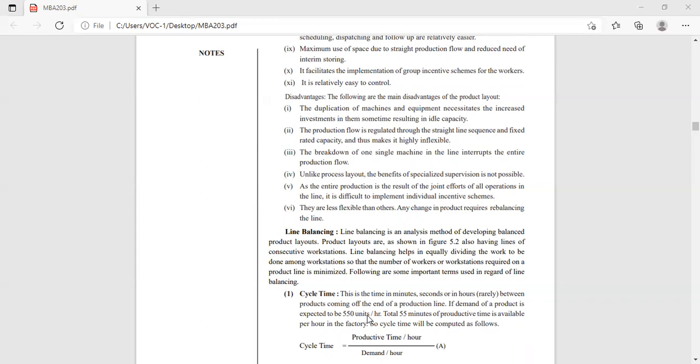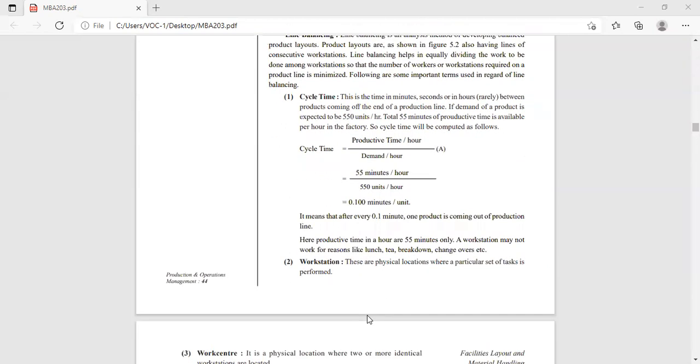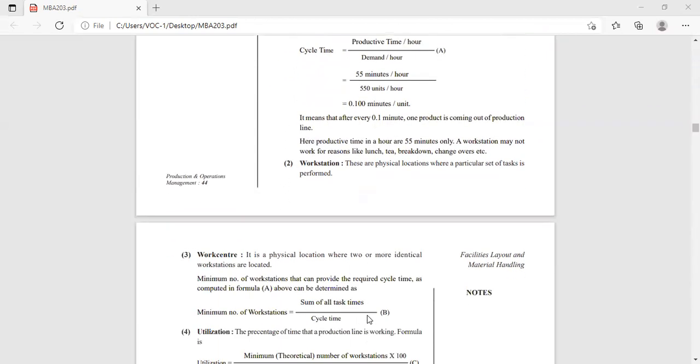Following are some important terms used in regard to line balancing. One is cycle time, which is the calculation of productive time per hour divided by demand per hour. Next term is workstation. These are physical locations where a particular set of tasks is performed. Next is work center. This is also a physical location where two or more identical workstations are located.